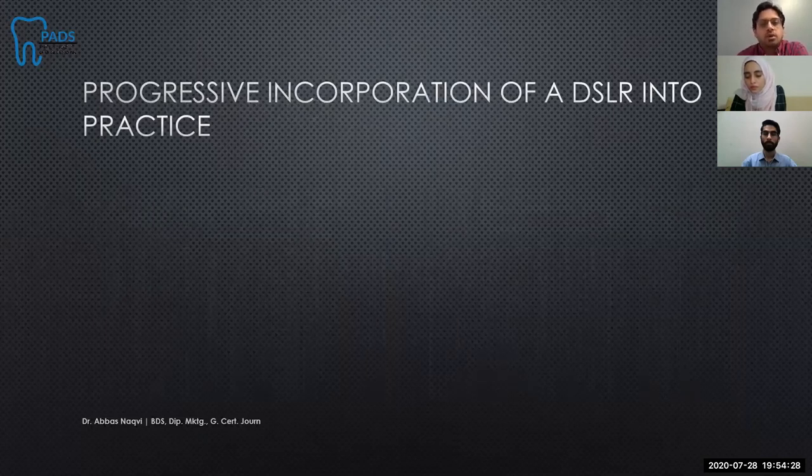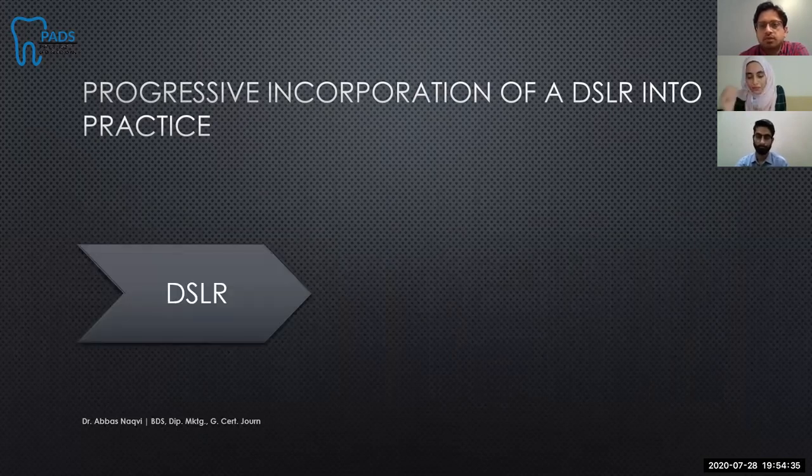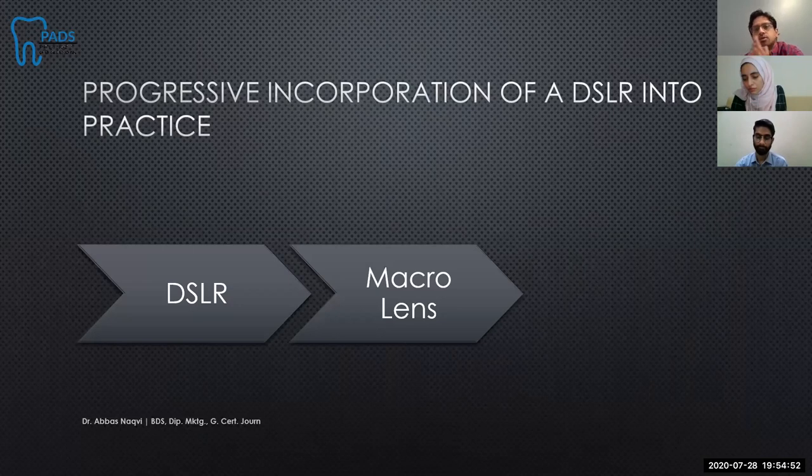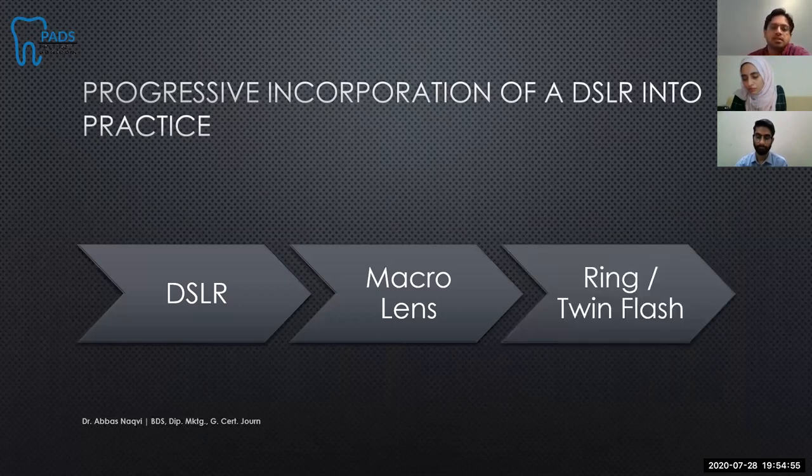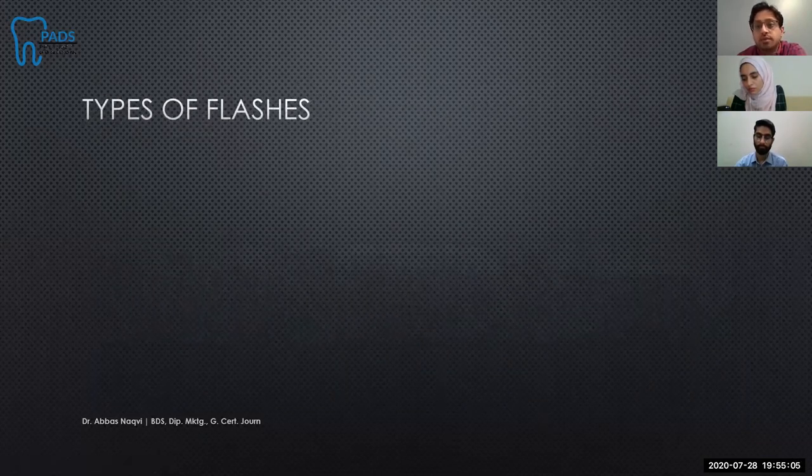Now, with the DSLR, what you can also do is progressive incorporation in your practice. You can just buy a basic DSLR with a kit lens, 18 to 55. You don't have to spend an arm and a leg for it. When you have more money, you can upgrade to a macro lens. And when you are able to buy later on, you can buy a ring or twin flash, right? So you don't have to buy all this together. If price or cost is a deterrent, then just go gradually. Don't jump onto the whole set together. That's the beauty of the DSLR. It's forever. You don't have to dispose of it. But if you buy a cheaper camera, the next time you want a better camera, you'll have to throw away this camera. With the DSLR, you can just keep adding upgrades.